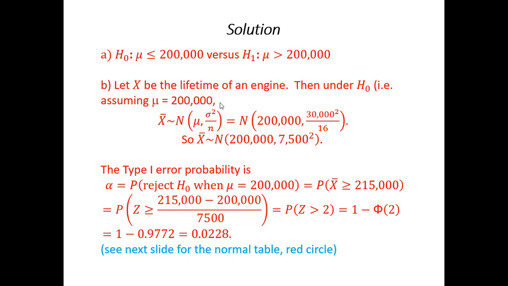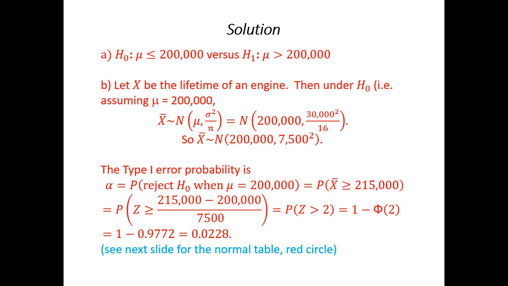So we know that x bar follows a normal distribution. Okay, the mean is mu, and the distribution of x bar has a variance sigma squared over n. So we think in terms of this normal distribution. Now we could use this to calculate alpha. So we want to find the probability of rejecting the null when the mean is 200,000.